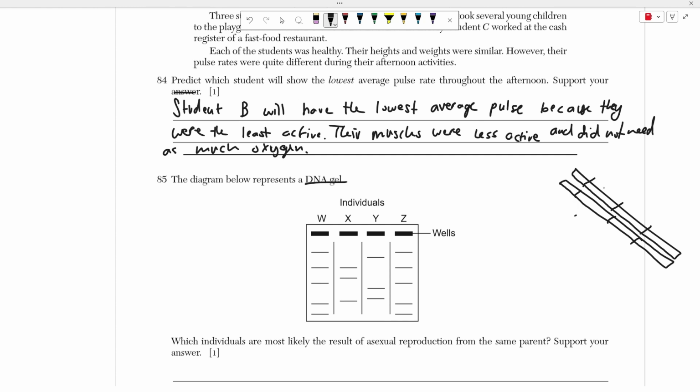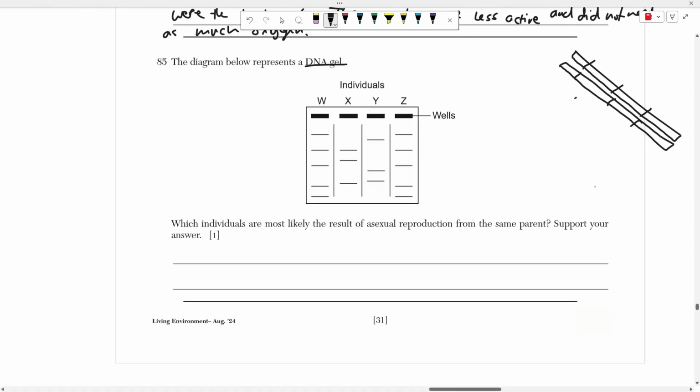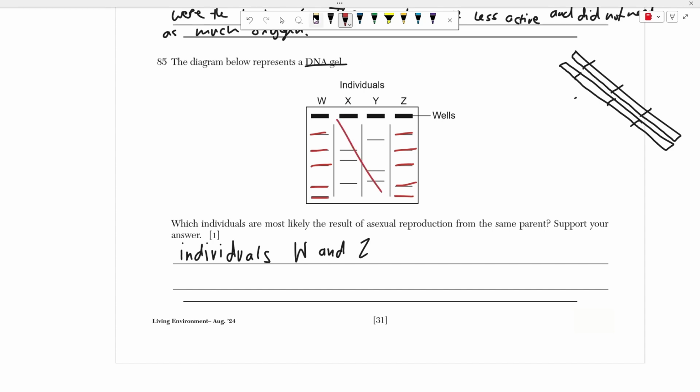So this question is asking which individuals are most likely the result of asexual reproduction from the same parent. And that's going to be individuals W and Z. Okay, if we look at this, if we read this chart, W has a fragment here, Z has a fragment here. W has a fragment here, Z has a fragment there. W has a fragment here, here, here, here, here, and here. W and X do not share those specific fragments. As a matter of fact, W and Z have the same fragments in the same position.